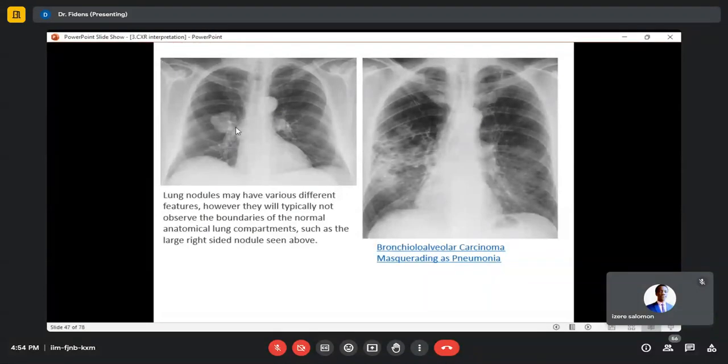Parahilar, because this is the hilum, the right side, parahilar. This is the aortic arch. Don't call it a mass. In continuation of the descending aorta, the left hilum is normal here.